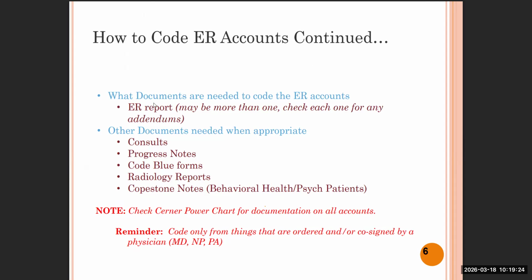What documents are needed to code an ER account? The ER report. There may be more than one ER report, so check each one for an addendum. We need to check the ER report and also review the addendum. An addendum is a kind of additional report that is updated after the previous report was prepared.